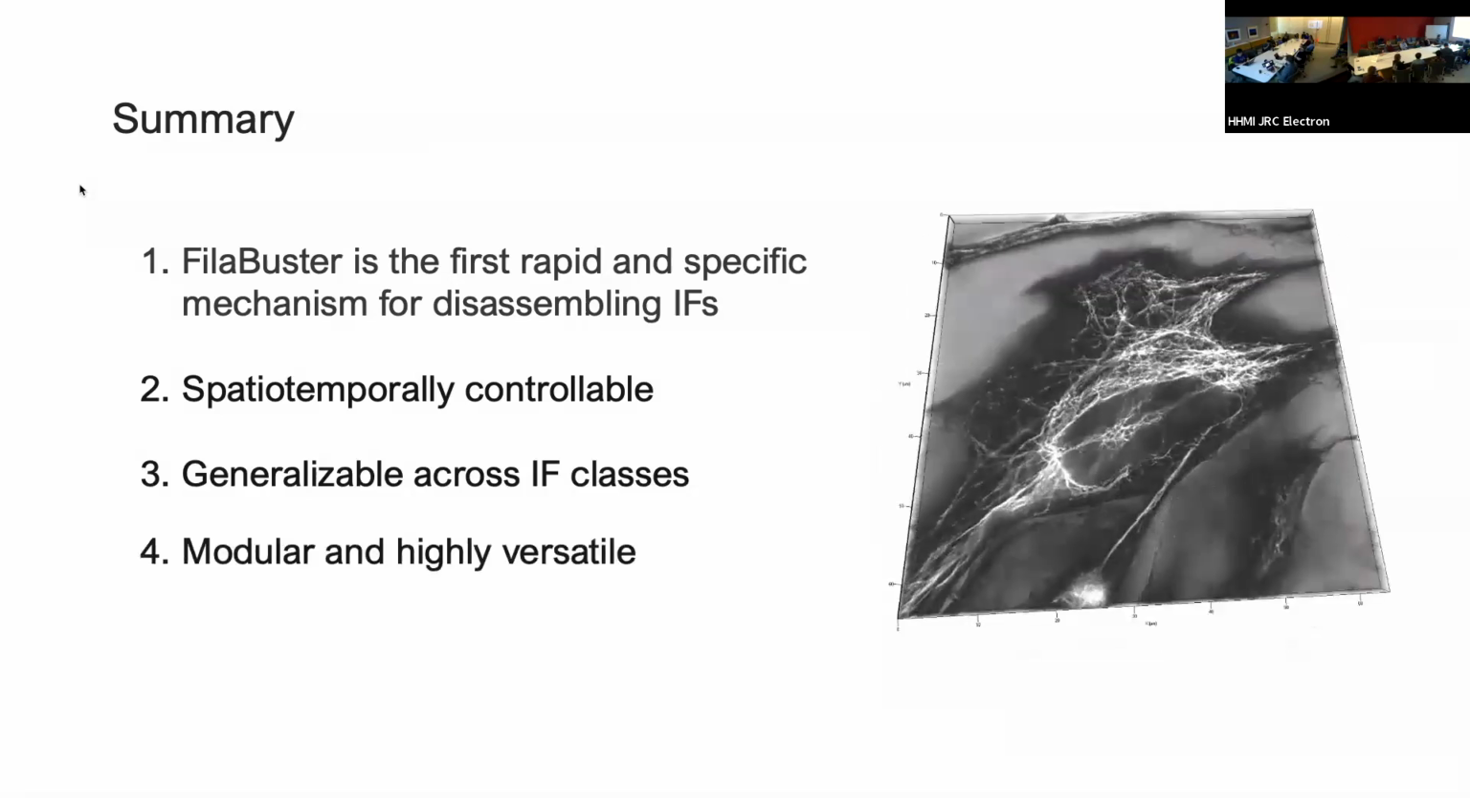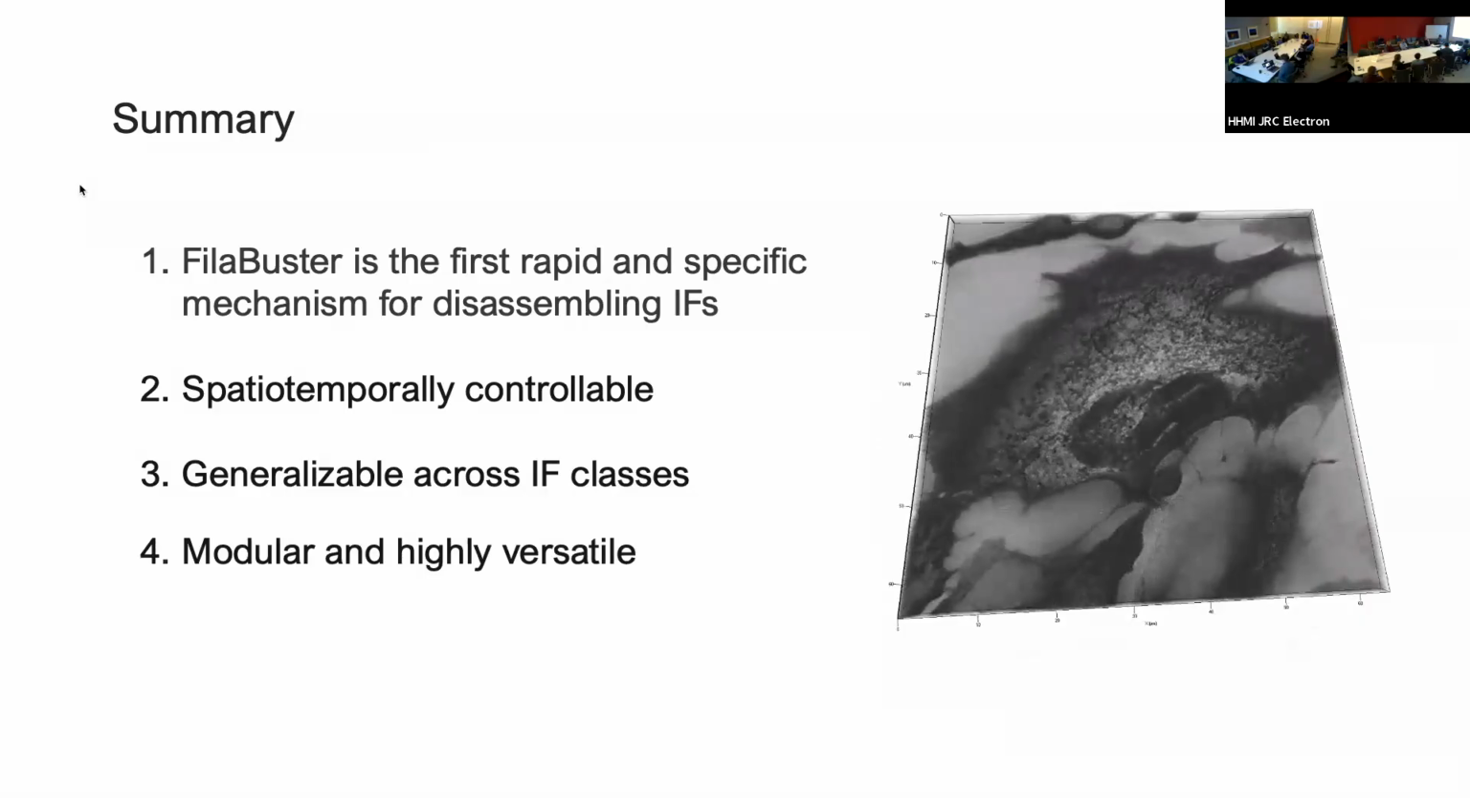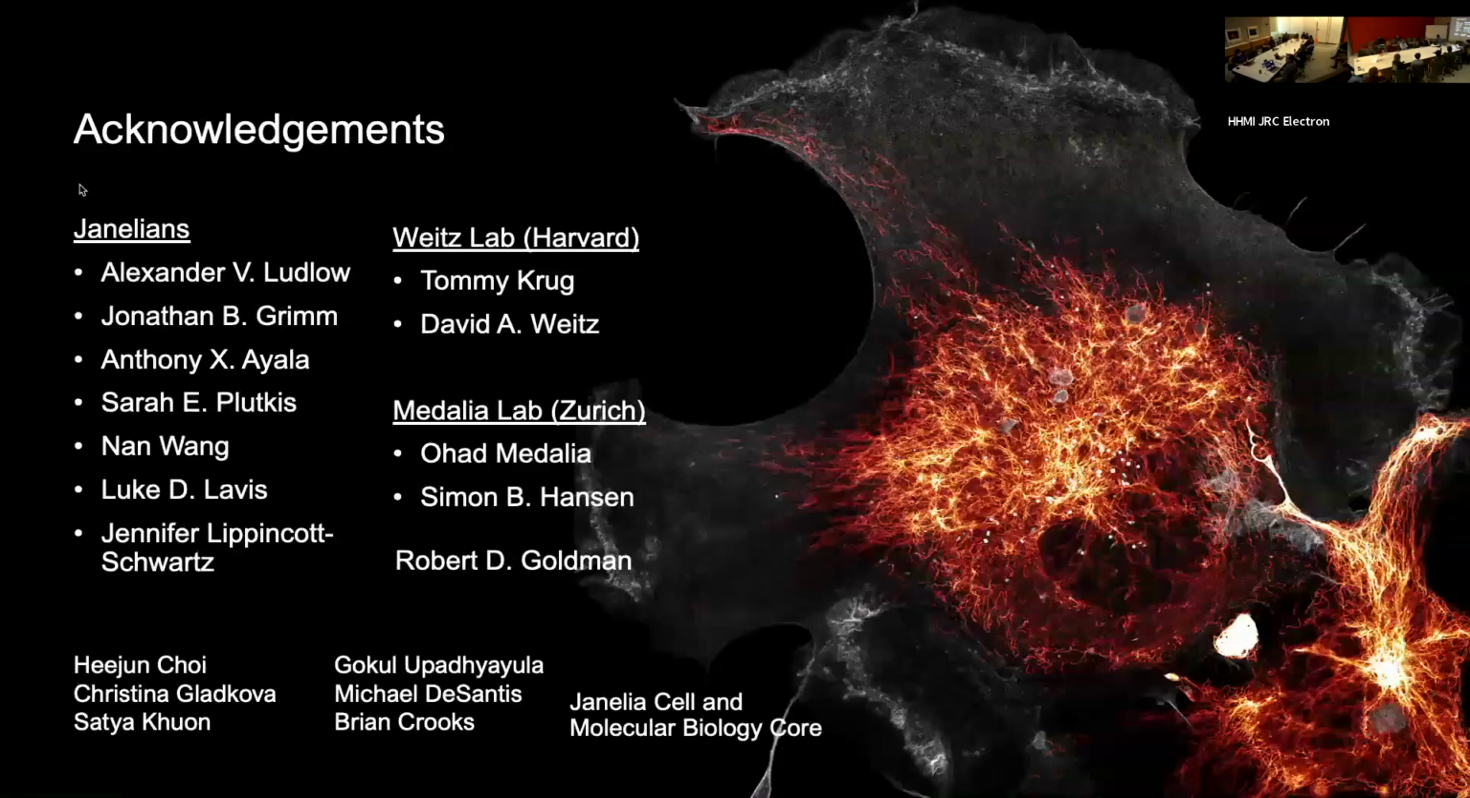And finally, it's modular and highly versatile. So we can use a range of different Janelia fluoride dyes. You can multiplex this with other markers in your experiments. And we're doing some tests now to see if we can carry out these in either organoid models or in vivo moving forward.